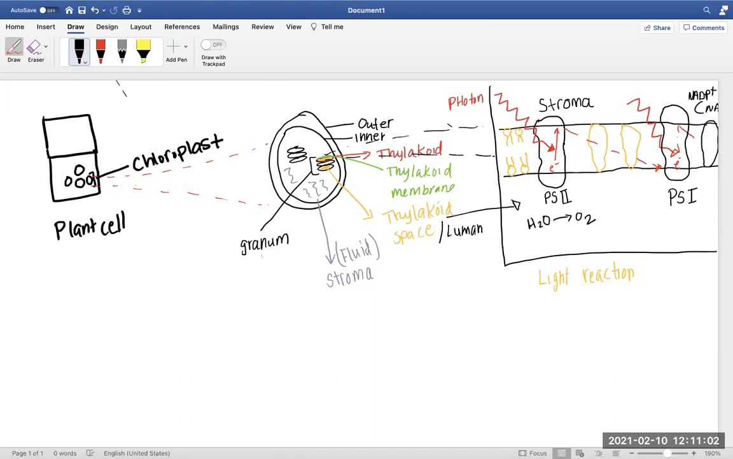So I want you to say that oxidizing water, oxidation means losing electrons. Oxidizing water is going to convert it to molecular oxygen, and it's going to give the electron to this photosystem. And then NADP plus is the final electron acceptor.